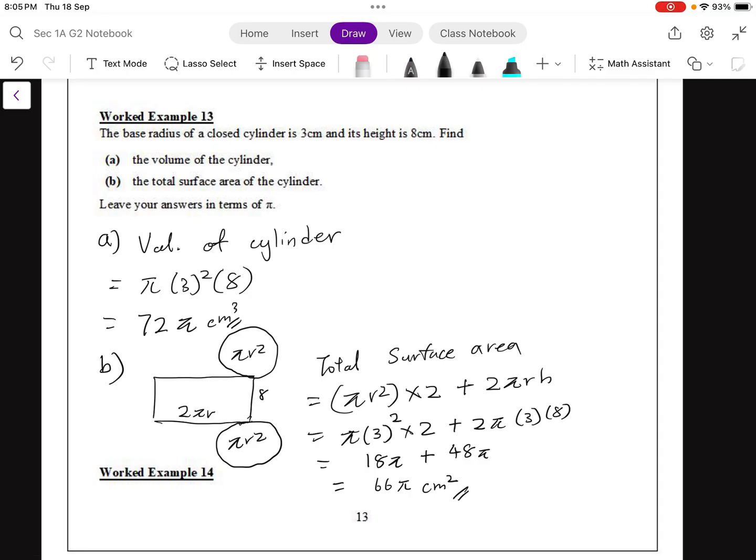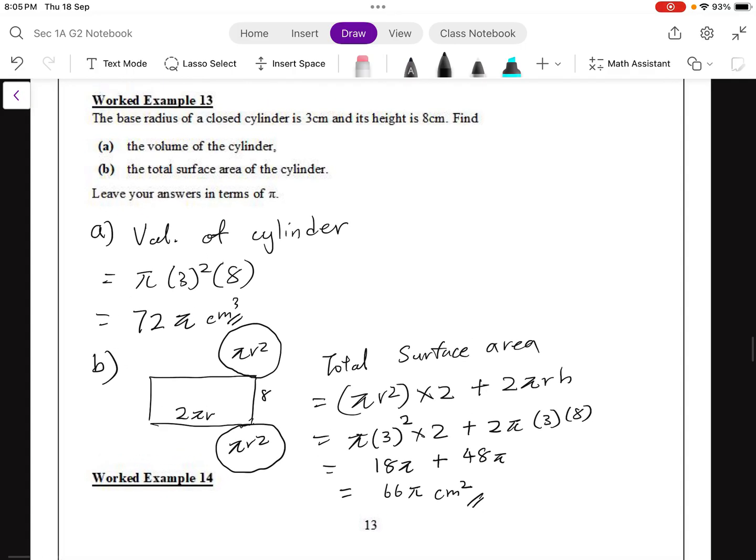Okay, so as you will know, your example 13: the base radius of a cylinder is 3 cm. So radius is 3 cm. The height is 8 cm. Okay, so find the volume of the cylinder.